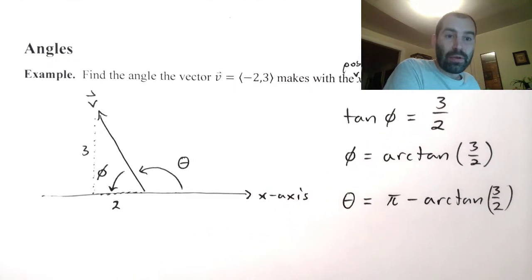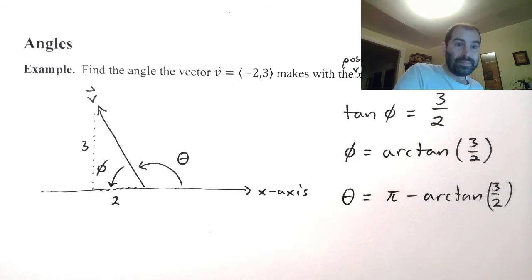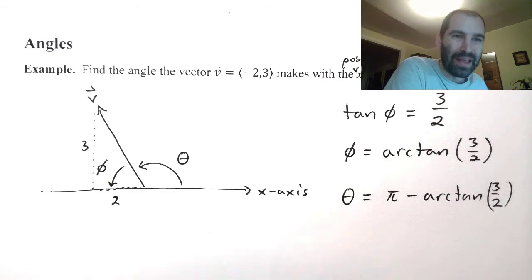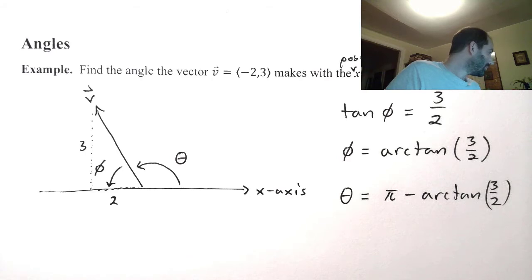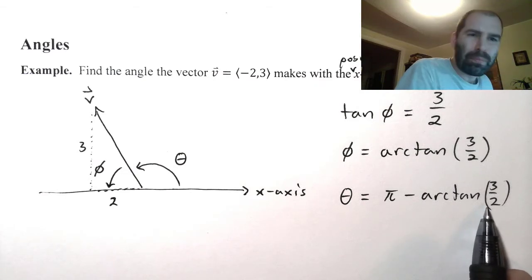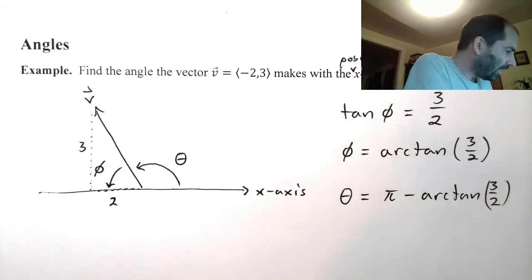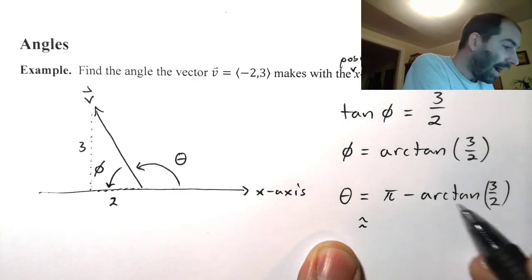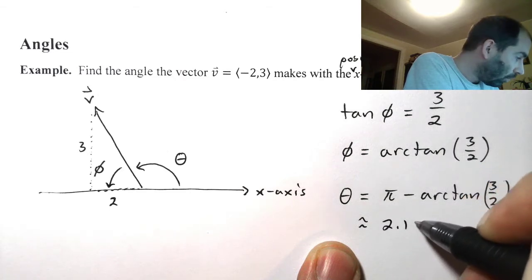Now, if you were asked to find a decimal, keep in mind we're working in radians, so make sure that whatever calculator or app you're using is set to radians. I worked it out ahead of time over here. You should find that arctan of 3/2 is about 0.9828, and if I take 3.14159 minus that, you should be getting 2.1588.